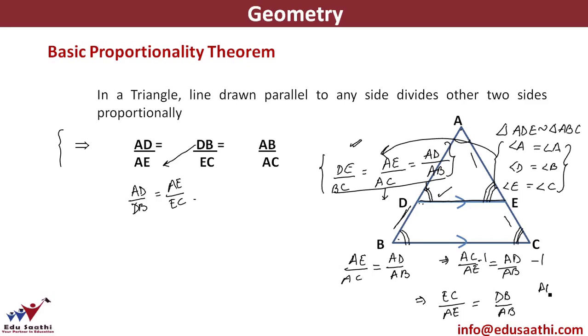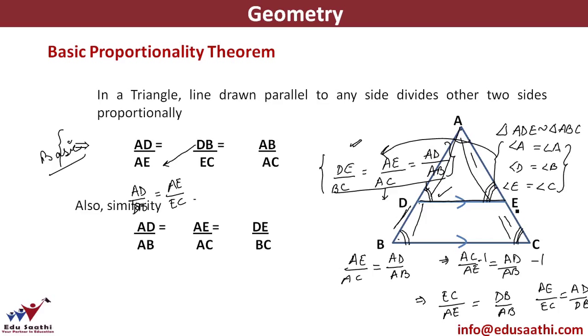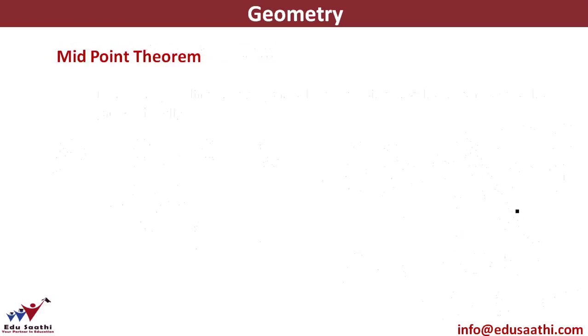So I'll get AE over EC is equal to AD over DB, which is what your basic proportionality theorem is. So whatever is the ratio of lengths AD is to DB, the same will be the ratio of lengths of the other side of the triangle, which is AE and EC. Similarly, the other side that I've given you is there.